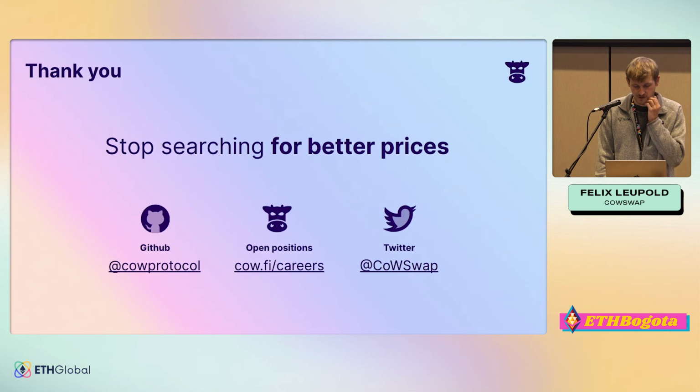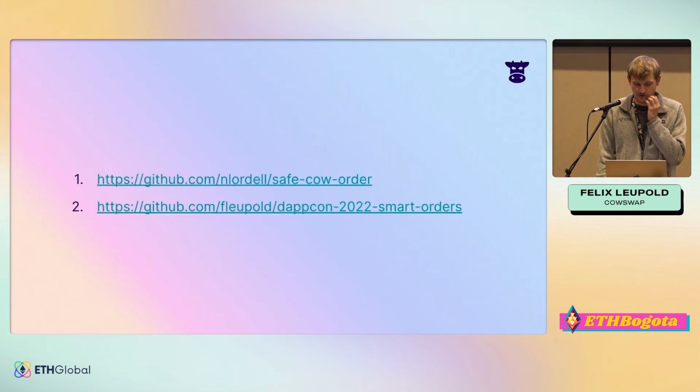So this is the wrap-up of the talk. I will go to the references. The first thing that we talked about, how to place gasless orders using Gnosis Safe, is in the Safe cow order repo from Nick, and the adjusted smart good after time order prototype is in my GitHub repository.